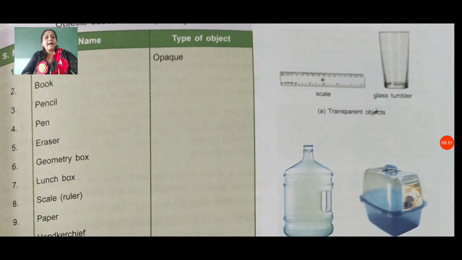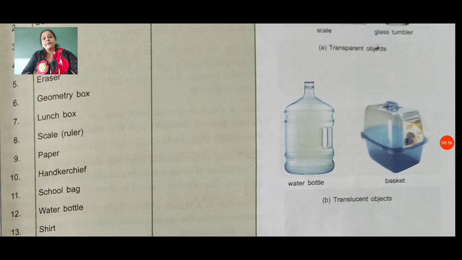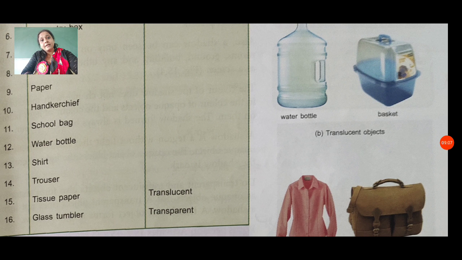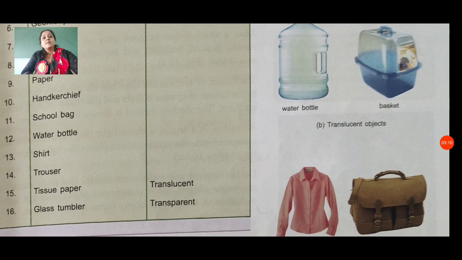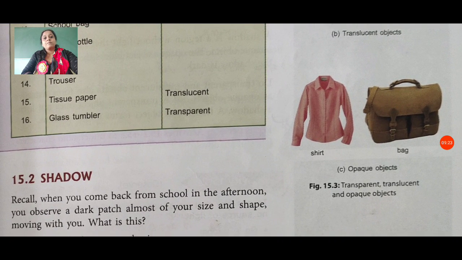Then pencil, pen, eraser, geometry box, lunch box, scale, paper. Using paper, can we see through or not? We can see partially. Then handkerchief, school bag, water bottle. Water bottle is transparent because we can see through it. Then shirt, trouser. So you have to fill up this table by using this activity and try to write the answers in it.